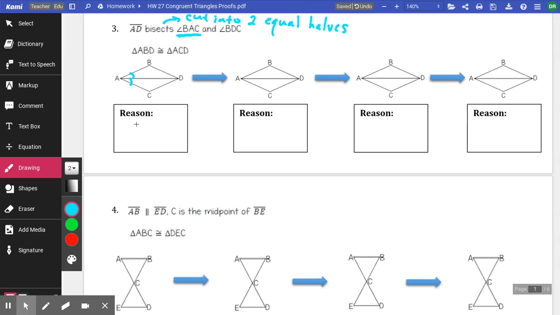So again, the reason is not given. The reason is that in our given information, we had that keyword bisect. So this is definition of angle. You can either write the word angle or use the symbol. Definition of angle bisector.